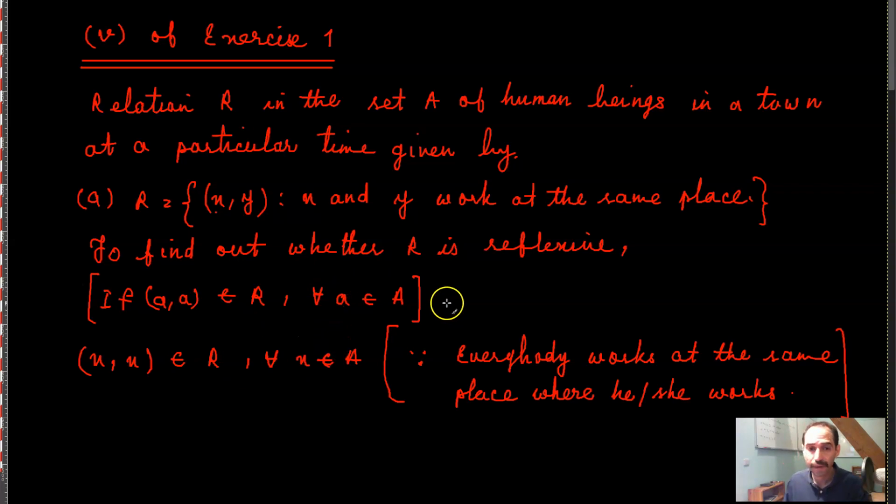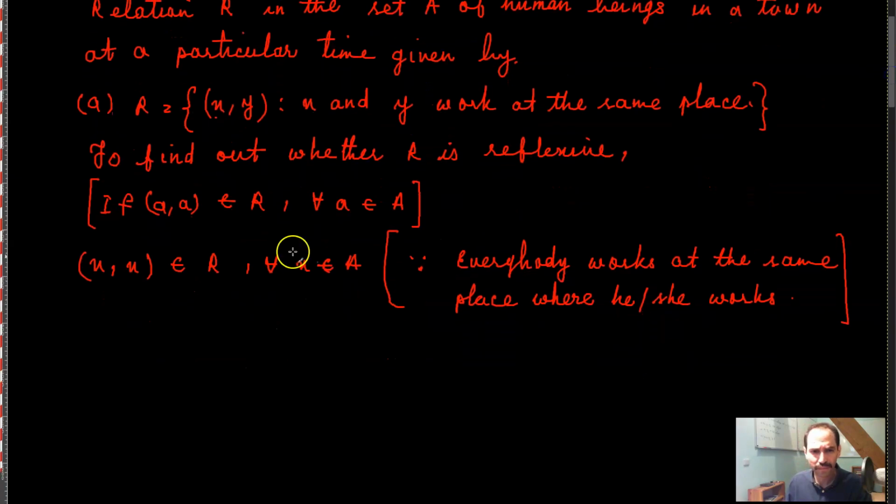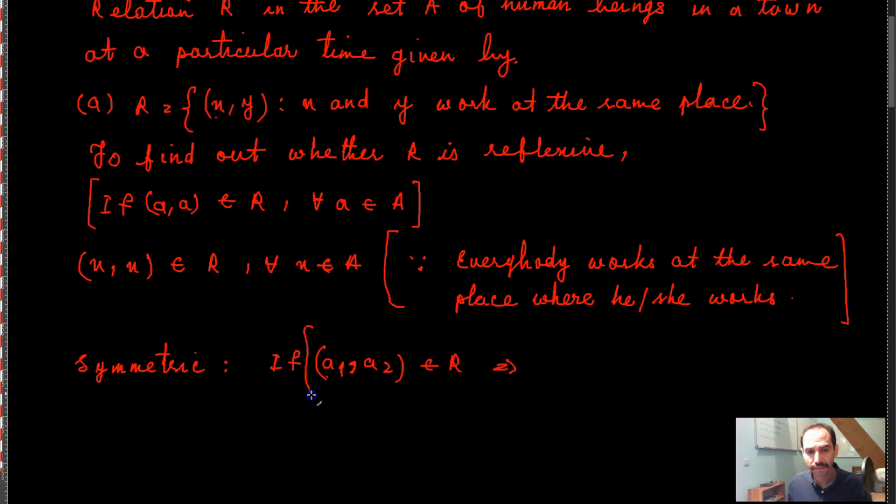So based on this reasoning, you can say that x comma x always belongs to R for every x belonging to A, right? Now, to find out whether R is symmetric, the condition is that if A1 comma A2 belongs to R implies that A2 comma A1 also belongs to R for all A1 comma A2 belonging to A.